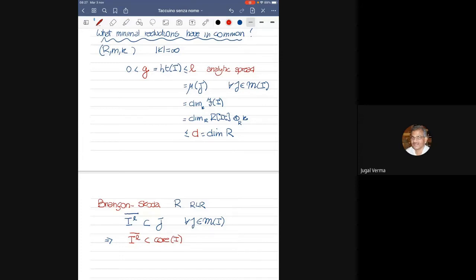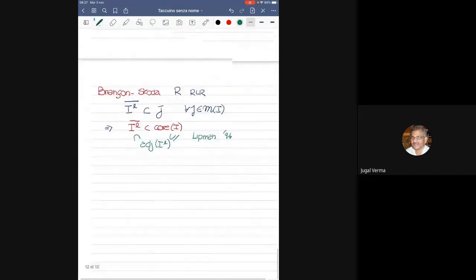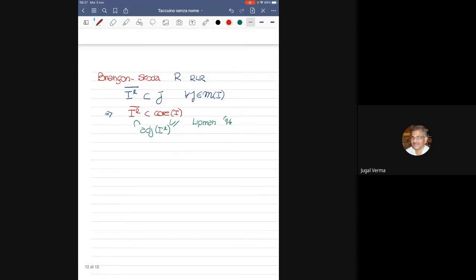Actually, we can say more, and this is an improvement of Briançon-Skoda given by Lipman in '94. We can put here the adjoint of I to the L inside the core. And this was proven by Lipman in '94, and we should think of it really as an improvement of the Briançon-Skoda theorem, because it puts an even larger ideal inside the reduction. So let me tell you what the adjoint is. I'll give you the definition of Lipman.